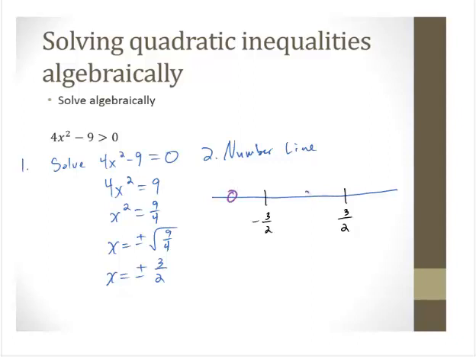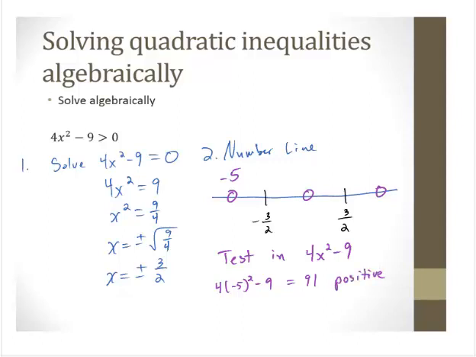Now I'm going to test points. I'm going to test a point in the first interval, the second interval, and the third interval, in the function 4x squared minus 9. Let's choose a number less than negative 3/2. How about negative 5? If I test negative 5, then I would have 4 times negative 5 squared minus 9. That's 4 times 25, that's 100 minus 9, that's 91. So 91 is a positive number.